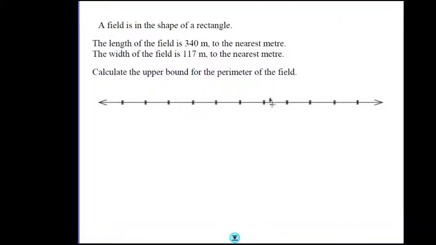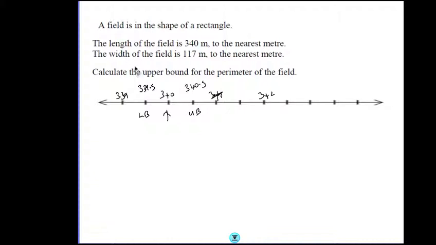So the lengths have been rounded to the nearest metre. Let's put some values relatively near to that. So let's go for 339, 340, 341, 342, and so on. So it's been rounded to 340. So the lower bound is this value here, which is 339.5. And the upper bound is this value here, which is 340.5. So this is our upper bound and this is our lower bound.